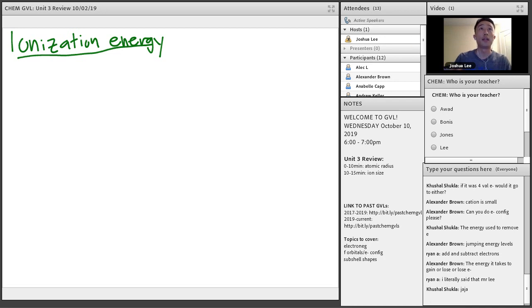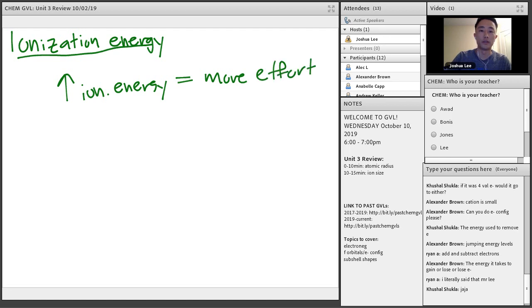Energy used to remove one electron. So if you increase the ionization energy, this requires more effort to remove that electron. More energy means it's harder to remove that electron. So now let's talk about the trend. Group trend.